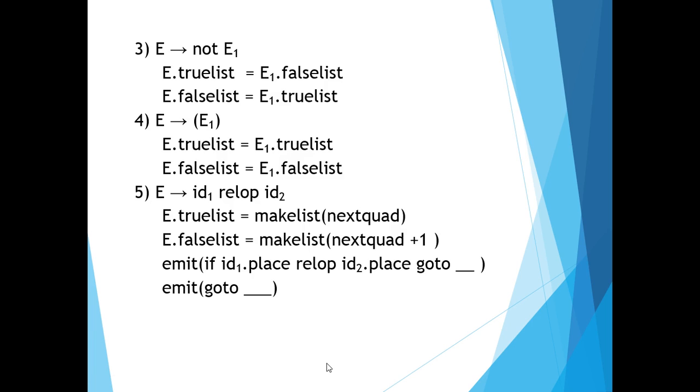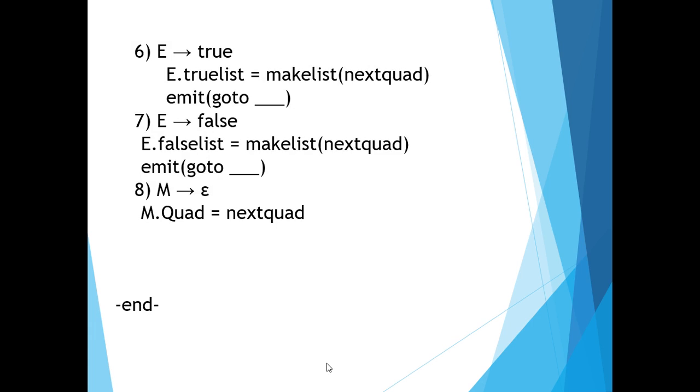Then E is ID1 relop ID2. So we have E.truelist equal to makelist(nextquad), and E.falselist equal to makelist(nextquad+1). So you must follow these requirements. So we have emit(if ID1.place relop ID2.place goto blank) and emit(goto blank). So what is the blank? What's its purpose?